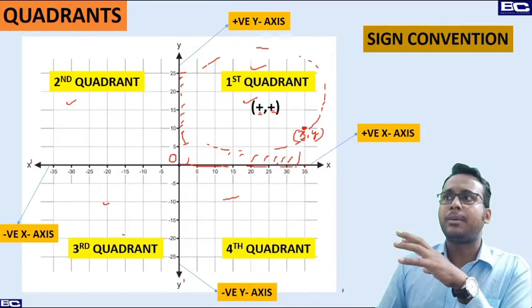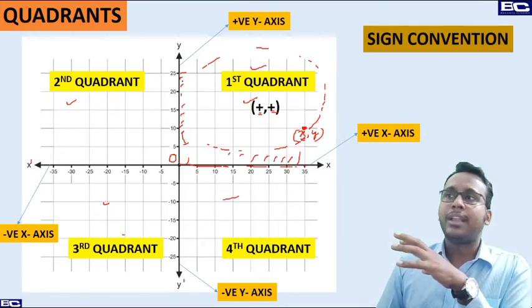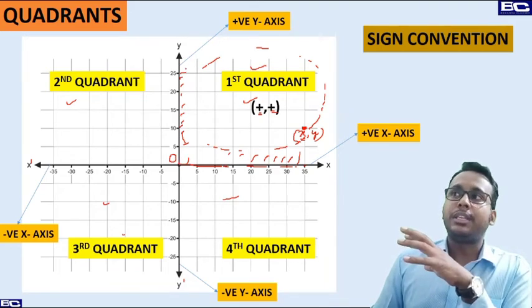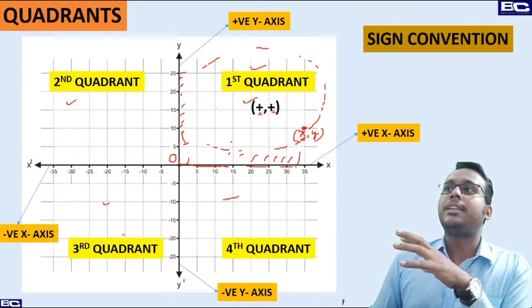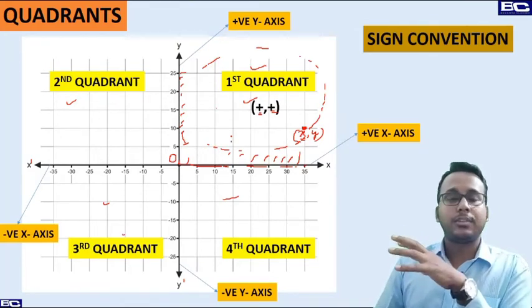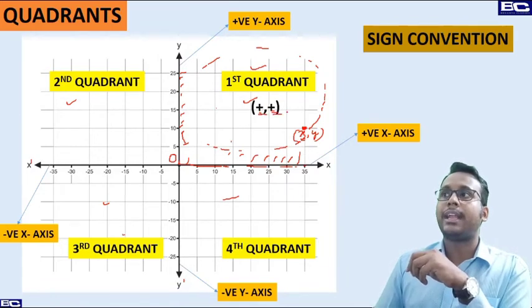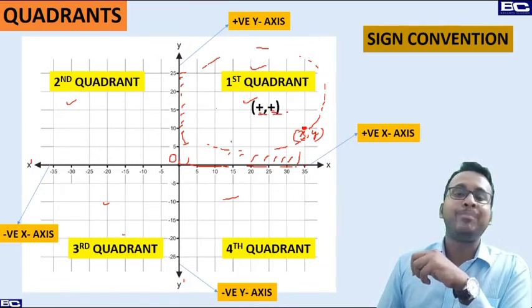This is a number line. All of these x values are positive here, and all the y values present over here are positive, because the top side of the y axis all comes under that. That's why this quadrant has x as positive and y as positive. That's why the sign of the first quadrant is taken as positive, comma positive.